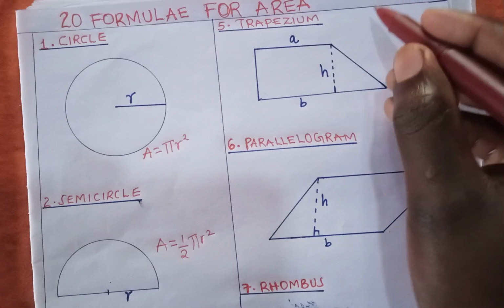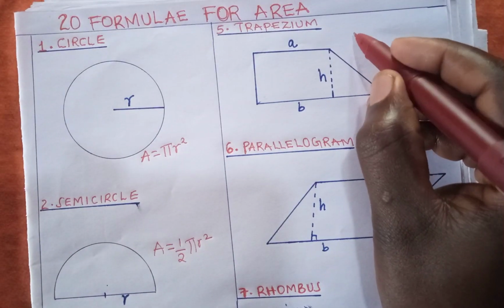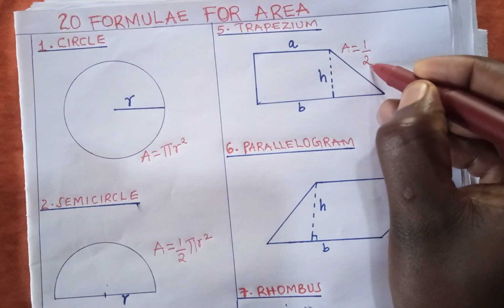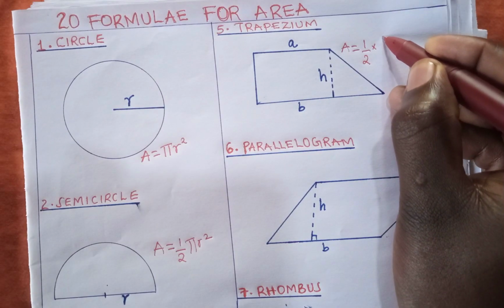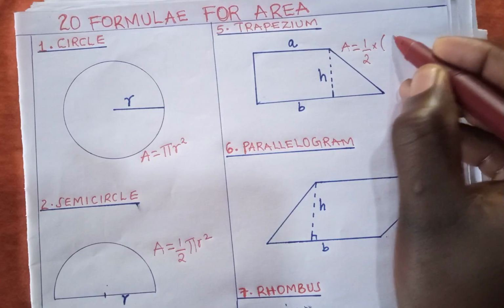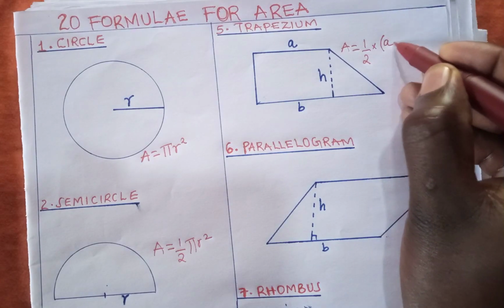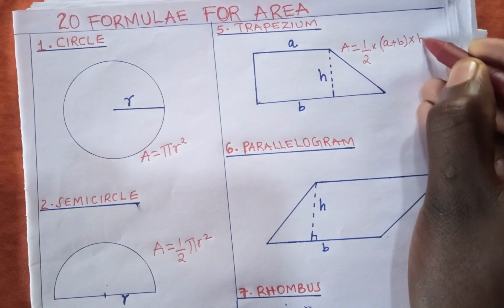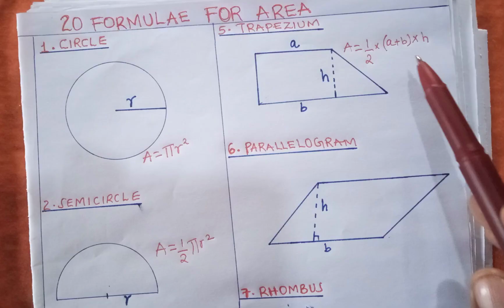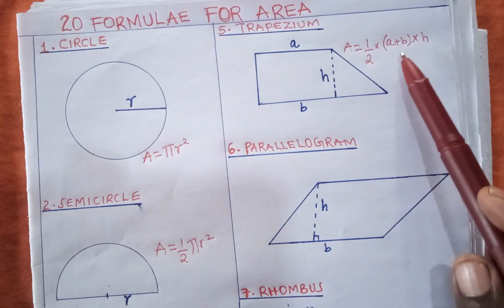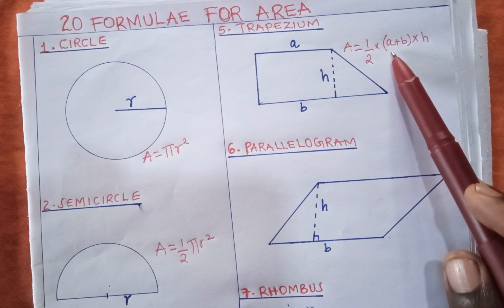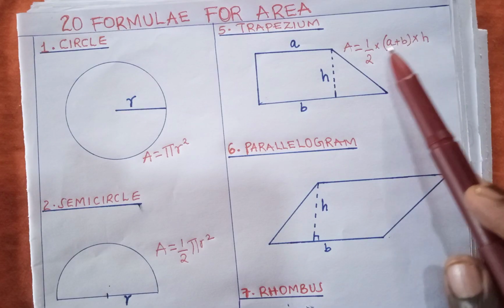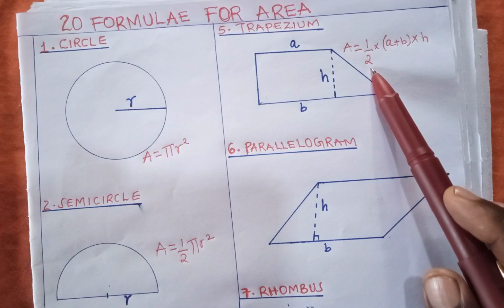So for the area of a trapezium, we are going to get a half, and then multiply by the sum of these two parallel sides, then multiply by the height. Yes, you get the sum of the parallel sides, and of course you multiply that by the height. The result you get, you divide by 2.